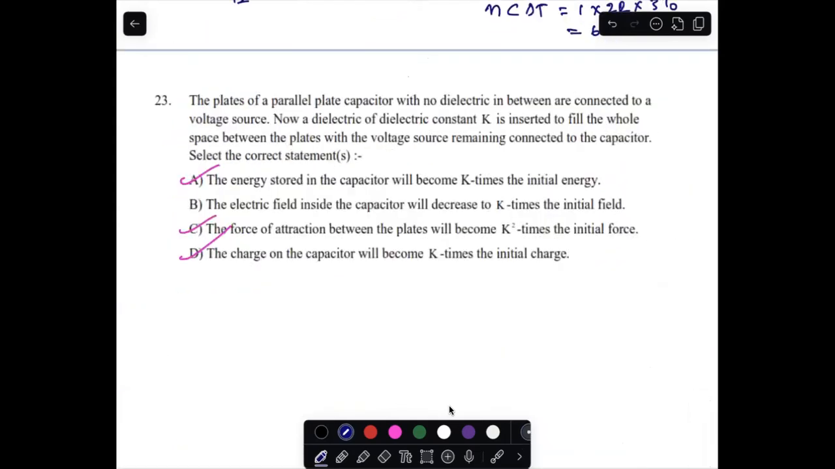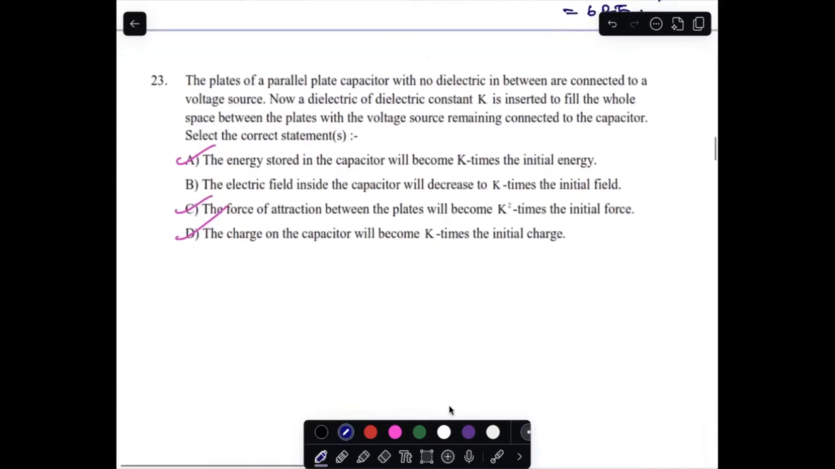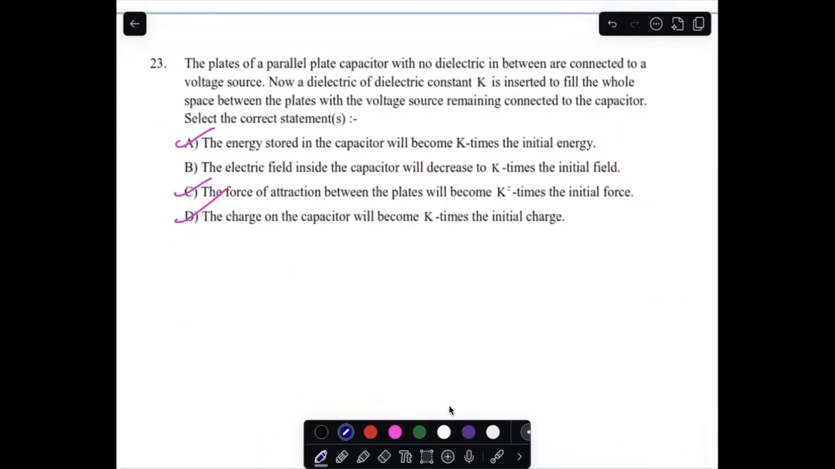I'm telling you again. Next, the plates of a parallel plate capacitor with no dielectric in between are connected to a voltage source. Now a dielectric constant K is inserted to fill the whole space between the plates with the voltage connection on. Remember, voltage connection is still on. Potential drop remains the same. That is the first observation. Next, what happens thereafter? Energy stored is half kCV square, which is same as K times U naught. Energy increases by K times.